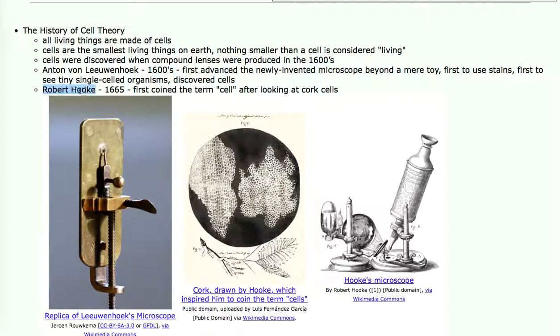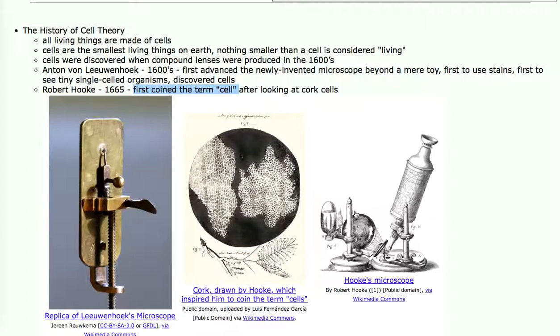Robert Hooke, an English scientist in 1665, is the first scientist to coin the term cell after looking at cork cells that look like this. He called all the tiny little compartments in the cork cells, and that name stuck. So this is a replica of Hooke's microscope. It looks more like a traditional microscope where you're looking through an eyepiece and you have an objective and light is reflecting up through the lenses.